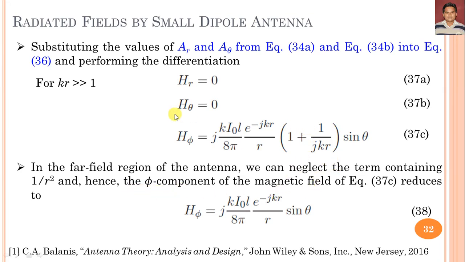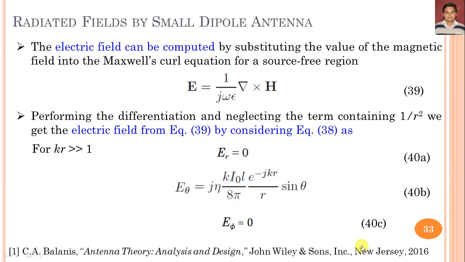Then the phi component H phi we can calculate, which is equal to j k I naught L upon 8 pi, e to the power minus jkr upon r, sin theta. So we have found the magnetic field components along the r, theta and phi directions, given here by equations 37a, 37b and 38. Then further we need to calculate the electric field, which we have calculated in the source free region by using this expression.